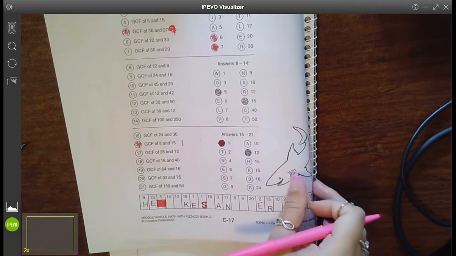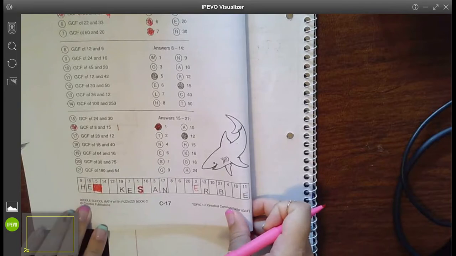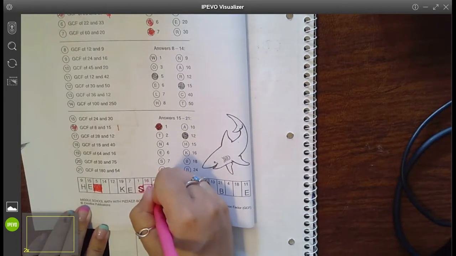So again, it's one of those weird ones where when I find 16, which is right here, I'm going to shade out that box and it separates one word from the next.